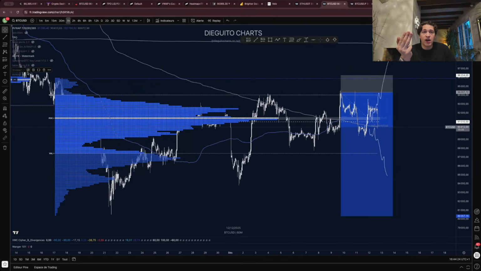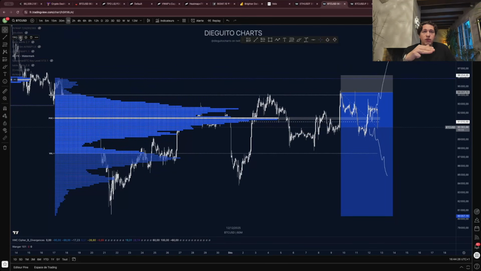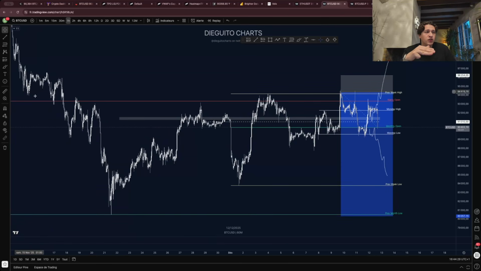Another confluence that we can have is from the horizontal levels of the prices. So here, if we add the levels, we can see that we retested the yearly open. That is a resistance. That's a fifth confluence. Now there were a lot more confluences.